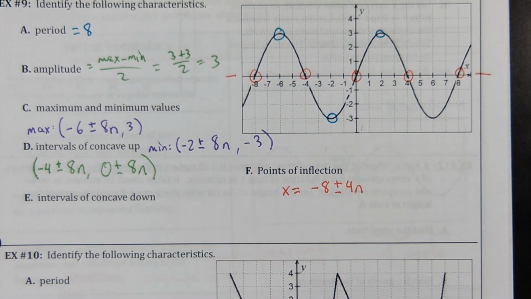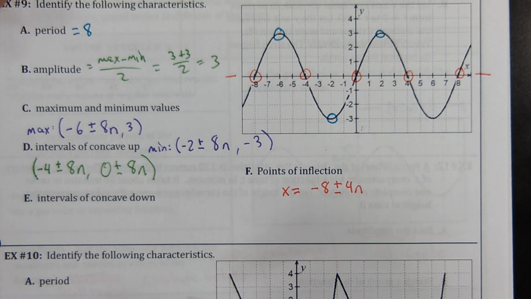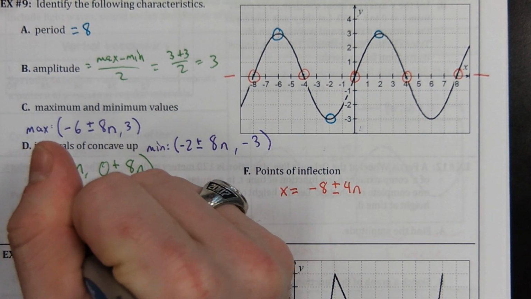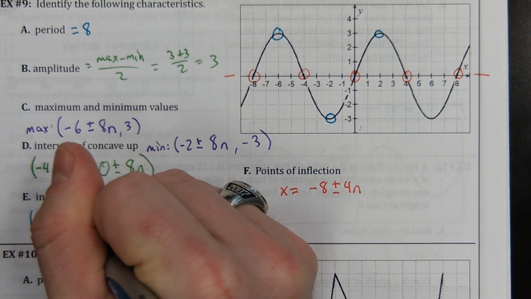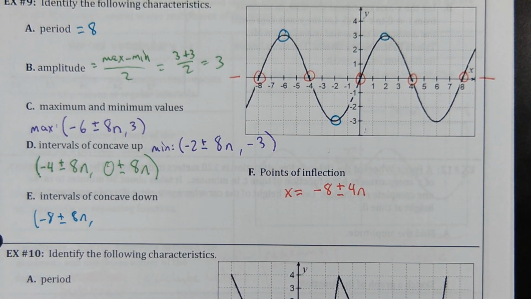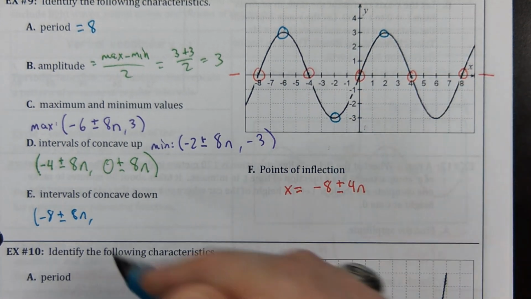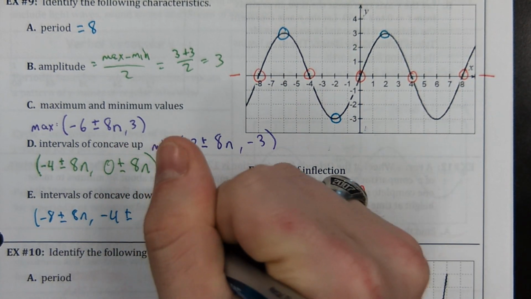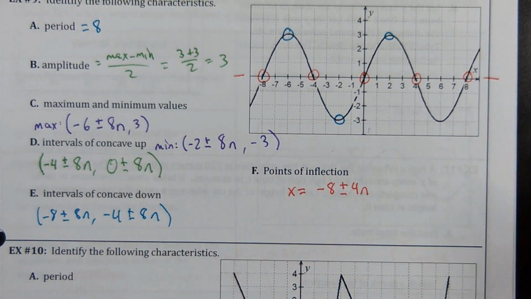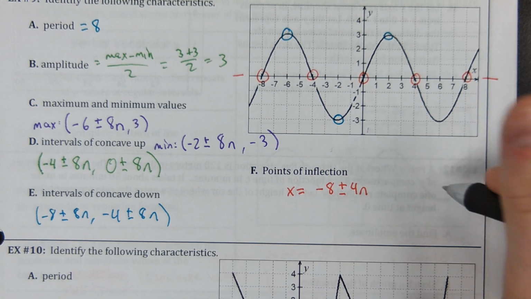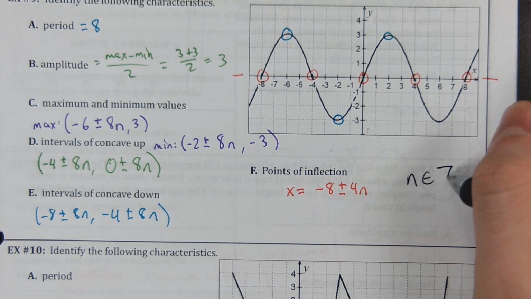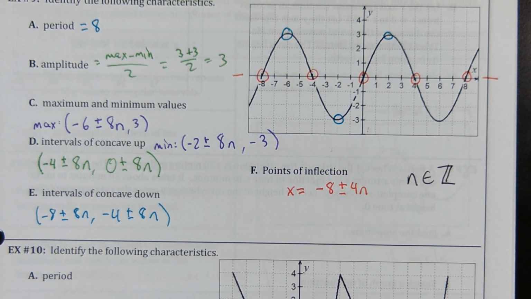I haven't used any orange on this question yet. I haven't used much blue either. I'll use blue. So we're going to start it at -8, and we're going to go 1 period length times n, and this concave down zone ends there at -4. And for any time I had an n on this page, n is an integer. Yes, Adi.